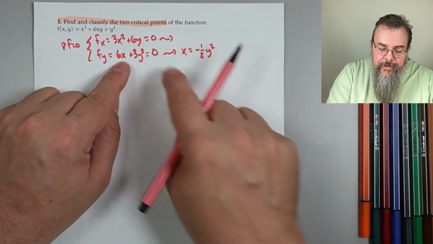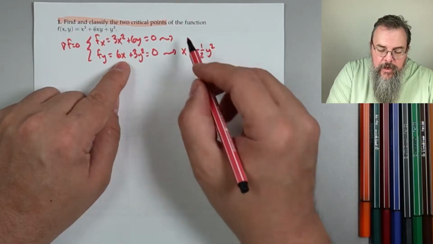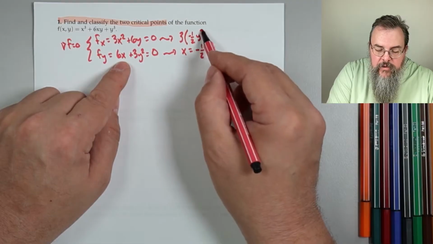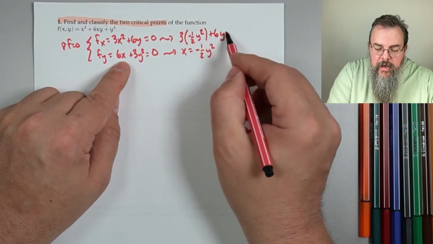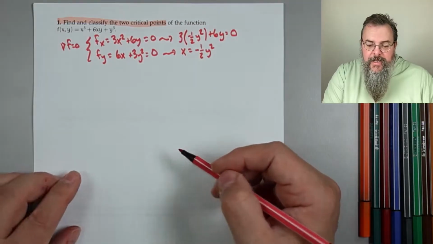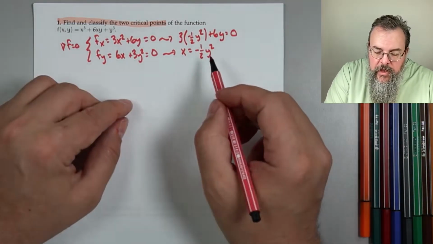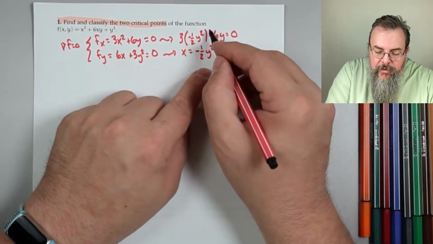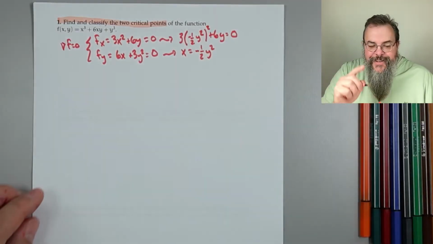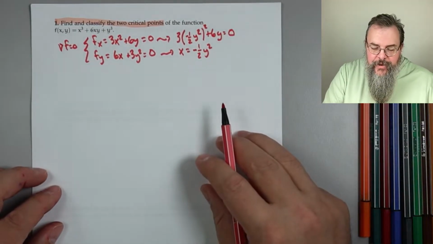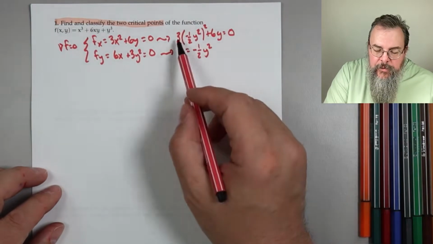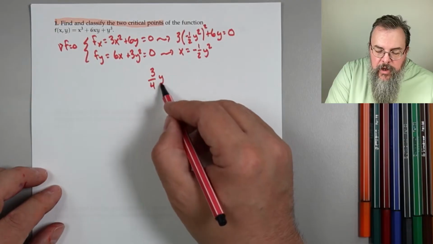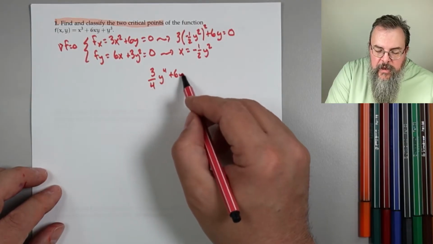Okay, plug in. And what will we have? Well, we're going to get 3 times minus 1/2 y squared, squared, plus 6y equals 0. Oh, whoops, I put y squared. It's x squared, right? So it's y squared squared. Okay, good. Pay attention, right? It's good to pay attention. So that would become, when we clean that up, 3 over 4 y to the 4th plus 6y equals 0.